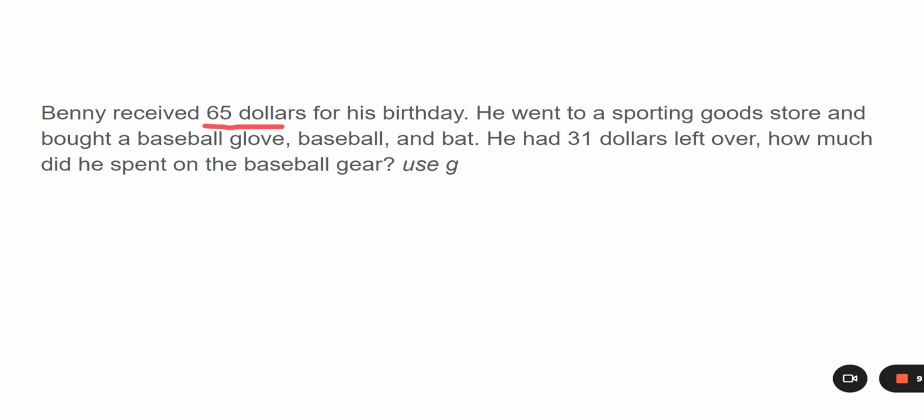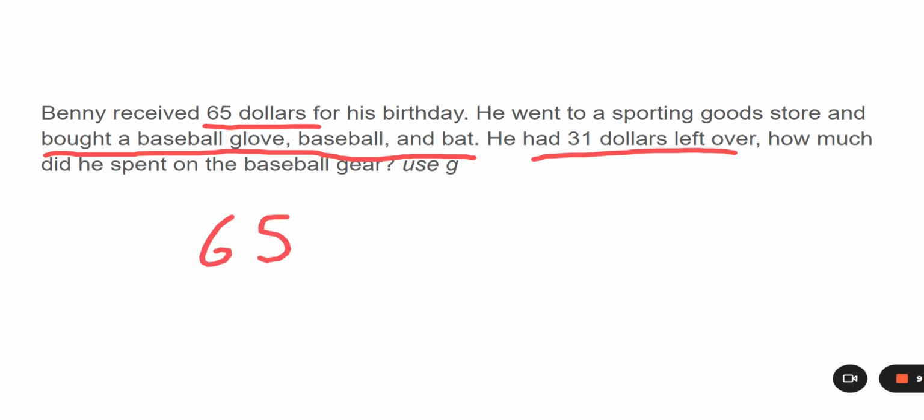All right. Benny received $65 for his birthday. He went to a sporting goods store and bought a baseball glove, baseball, and a bat. He had $31 left over. How much did he spend on the baseball gear? So we're going to take the $65 that he started out with for his birthday. Let me see. He bought gloves, baseball, and a bat, and he had $31 left over.